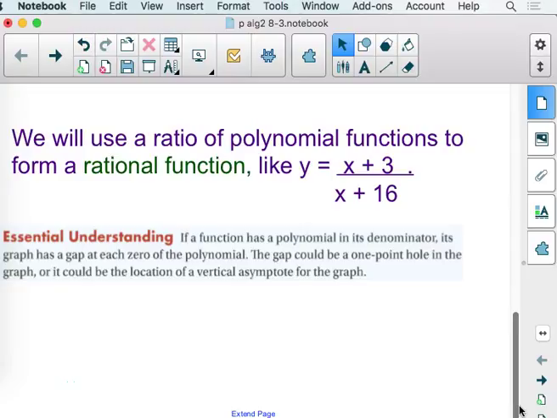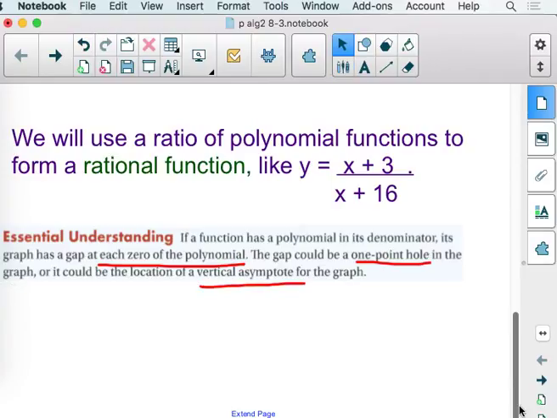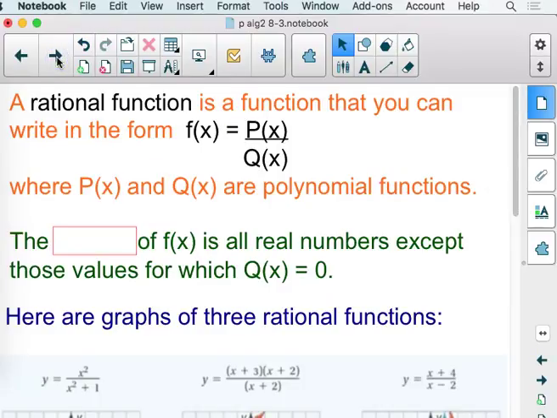Turns out, some graphs also have holes in them. You're graphing along, all of a sudden, there's a hole here. It happens. So if a function has a polynomial in its denominator, its graph has a gap, and we know where it's going to happen, at the zero of that denominator. That's where it's going to happen. And that gap could be a hole in the graph, but it also could be the things we've talked about before, which are the vertical asymptotes. So today is about learning, where do we find them? How do we know if they're a hole or a vertical asymptote? That's what today's about. Adding a few little pieces to what we already know about graphing and rational functions.